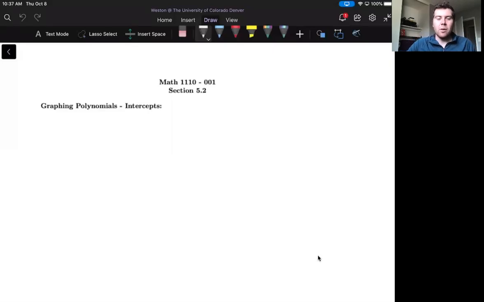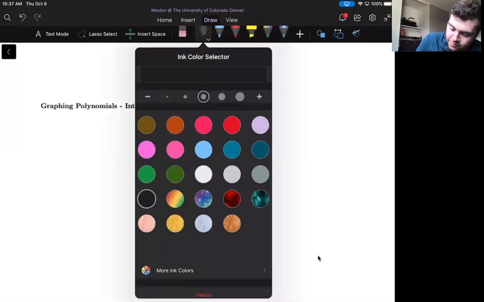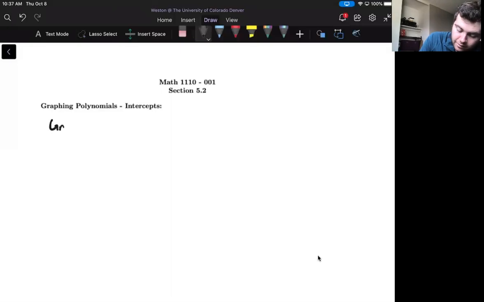Hey, welcome to section 5.2, where we'll be investigating how to graph polynomials. So unfortunately, graphing polynomials is hard. In the sense that graphing quadratics and all the polynomials we'll see in this class, you're completely capable of graphing pretty easily.